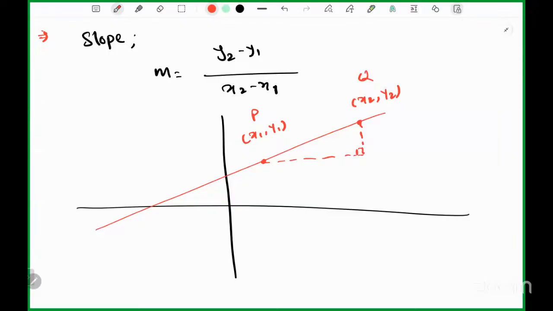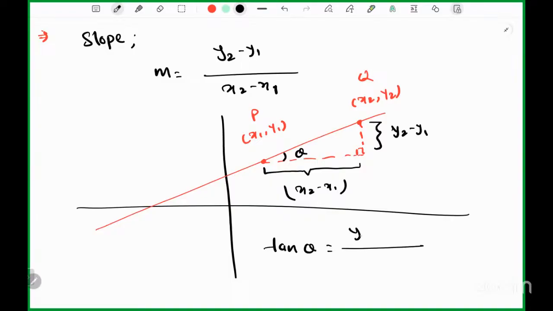y2 minus y1 is actually this particular distance, and this particular distance is x2 minus x1. What we are doing is taking the ratio of these two distances. From trigonometry, you know that if this angle is theta, then tan theta is nothing but y2 minus y1 upon x2 minus x1. But this particular angle theta is equal to the angle formed by the line and the x-axis.